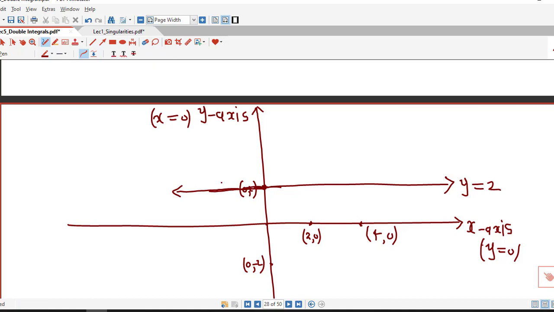So now we can sketch roughly. We have to be careful. Here we require that our parabola is passing through these 2 points. So approximately we assume that this is the parabola, x equal to 4 minus y square. So now we have sketched all these curves: x is 4 minus y square, y equal to 0, y equal to 2 and x equal to 0.